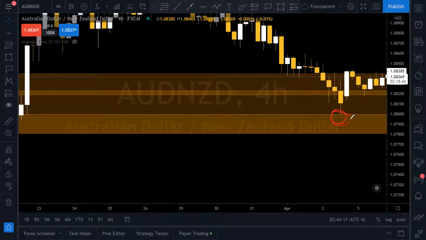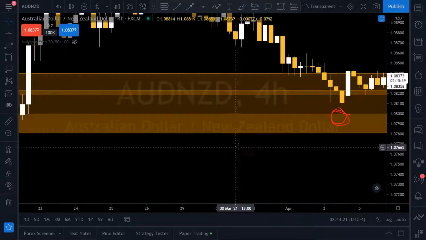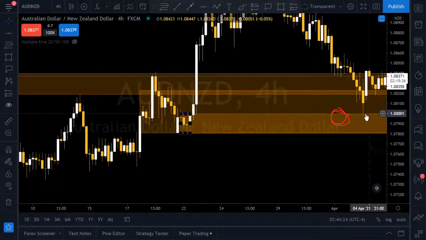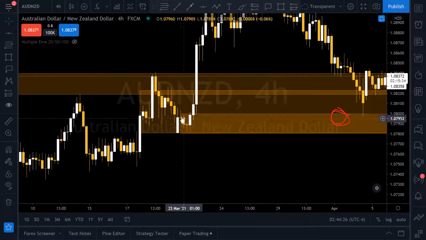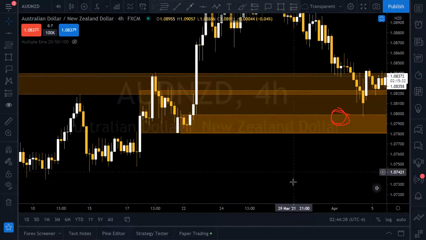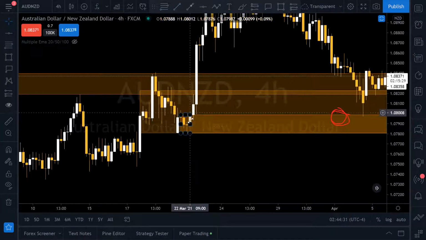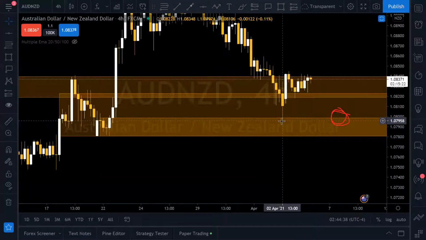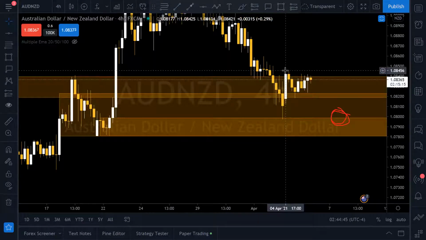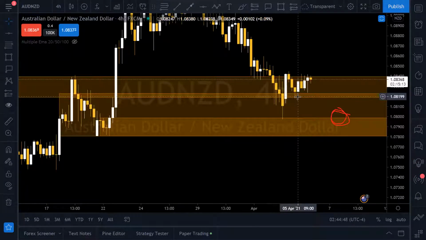hit that 4-hour demand zone precisely where it needed to hit it, precisely at the door. We can even refine that down to here. That's where it's supposed to be. As soon as the opposing candle violates this candle, that's where you have your door, and that's precisely the door to the 4-hour demand zone. So you see how it reacted. Price came back for a retest, and here we are now.